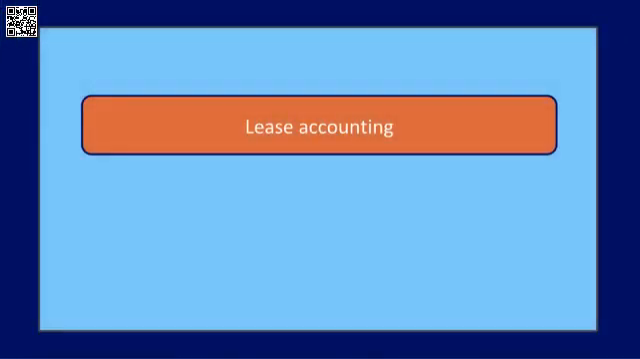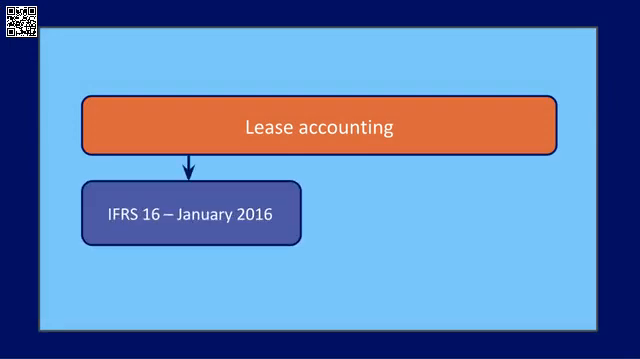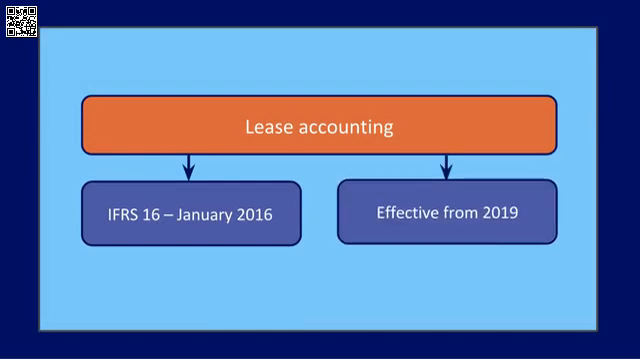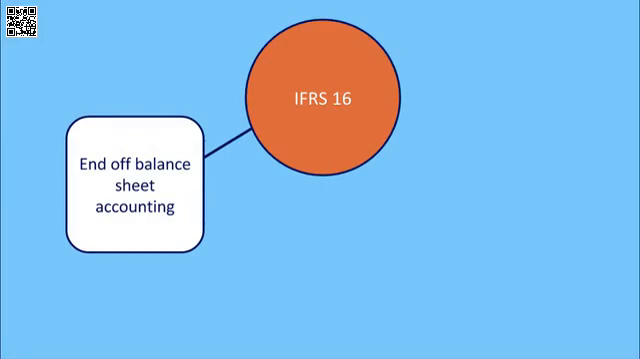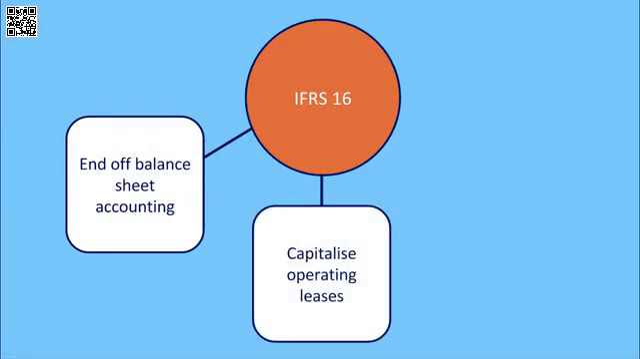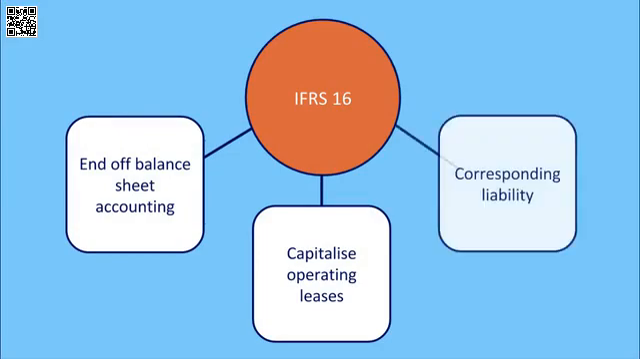Lease accounting. The standard on lease accounting, IFRS 16, was finally published in January 2016, after many exposure drafts and much debate. The standard will be effective from 2019 and, for many entities, could have a very significant impact. The basic idea is to end off-balance sheet accounting by requiring the entity to capitalise operating leases at the present value of the minimum lease payments, and establish a corresponding liability.